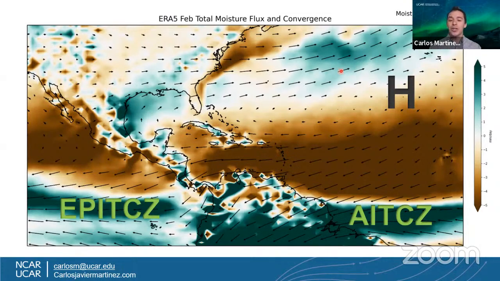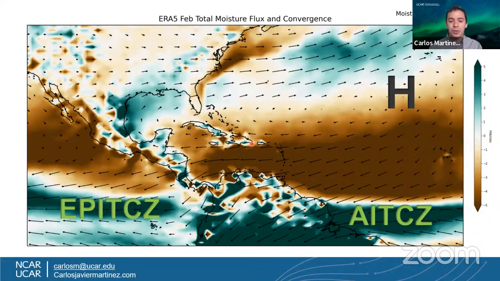One is over the western flank of the North Atlantic subtropical high, and then the eastern and Atlantic branches of the intertropical convergence zones. During the season prior to the early rainy season, so in this case for the hydroclimate in February, looking at total moisture flux and convergence, we see the high is very strong, and with it divergence and easterly winds across the Caribbean corridor.